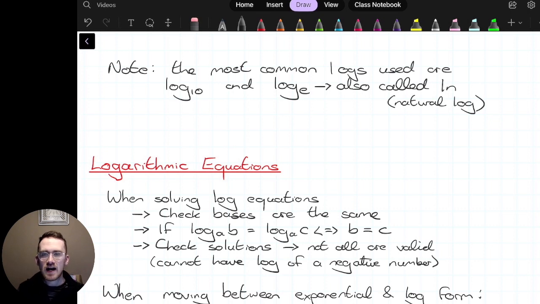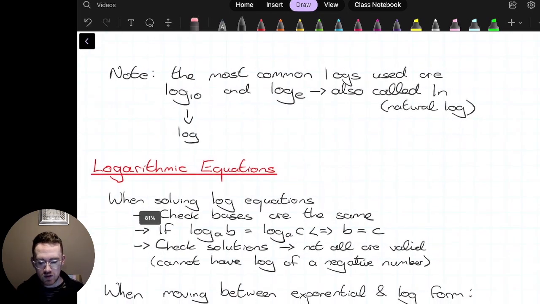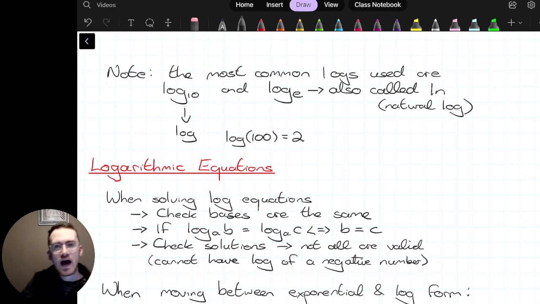So one that we have here is log to the base 10. And log to the base 10, as I said in the last video, is often just written as simply log with no base number. So we might see something written as log of 100. And the answer to that, if you check on your calculator, would just be 2. And that is because as a common logarithm, it's just understood that if you write log down with no base number, that means it's base 10.